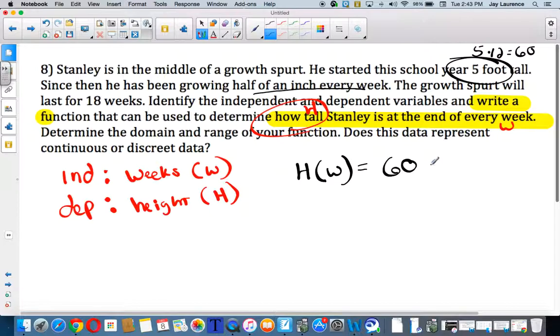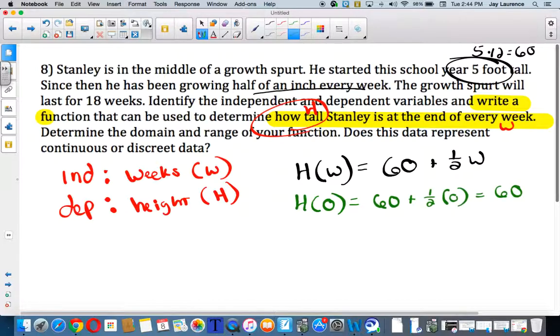60, well, it's not finished. What's happening every week? Well, I'm adding 1/2 of an inch per week, right? Now, just a little check. This is not necessary, but just to make sure I'm doing this right. How tall is he at the start of the growth spurt? Well, that would be 0 weeks have gone by. So that'd be 1/2 times 0, which would be 60. And therefore, he's 60 inches tall. And I like this function because it gave me his height at the beginning. All right, so that's the function I'm going to go with.